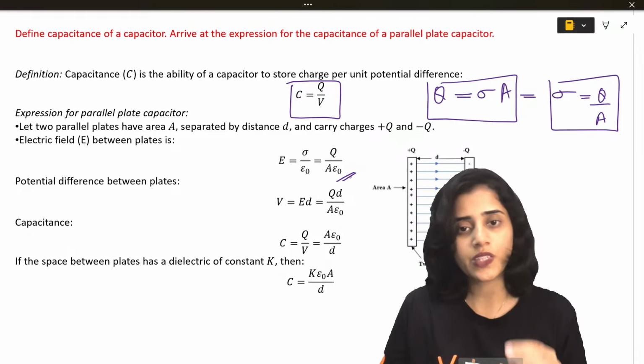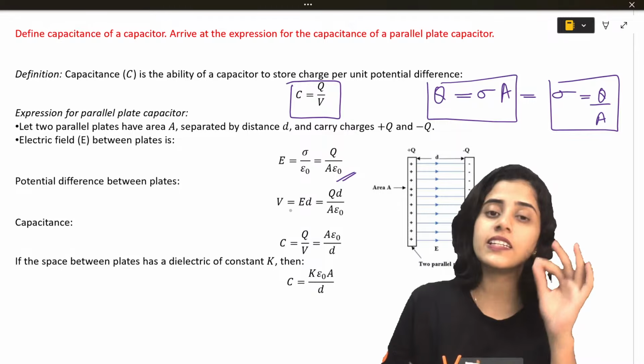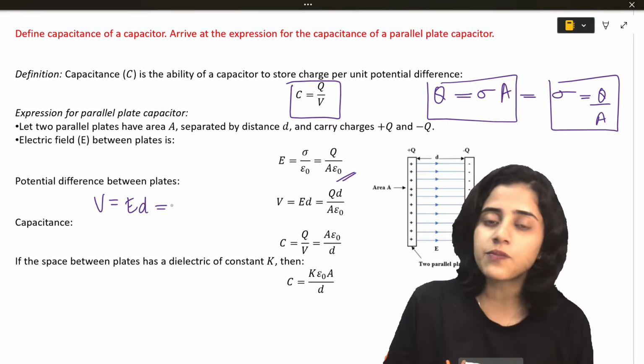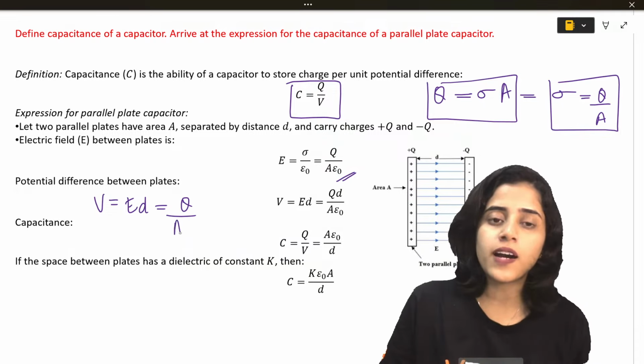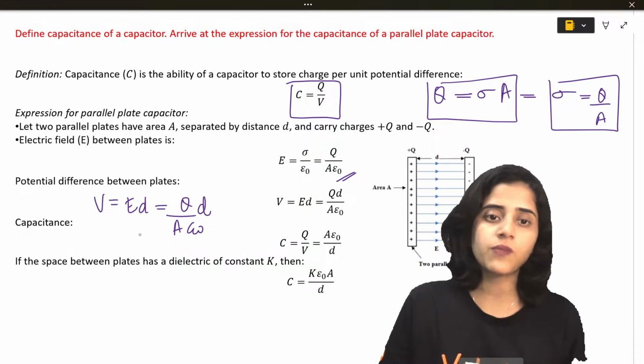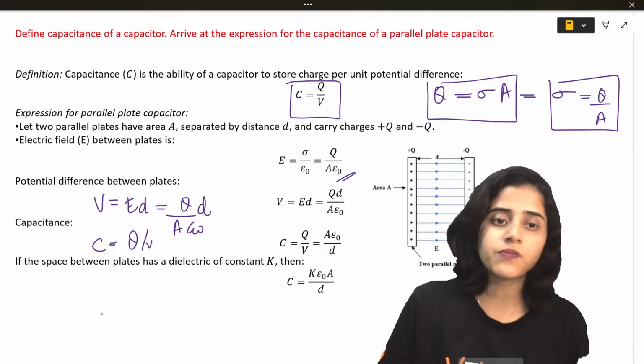Okay. Next, I'm going to multiply by d, because I'm taking voltage. So potential is what? E d. E is Q by A epsilon naught. So since I have d also, I'll put d. Now I also know that C is equal to Q by V.